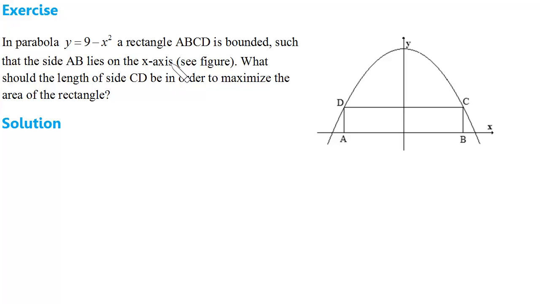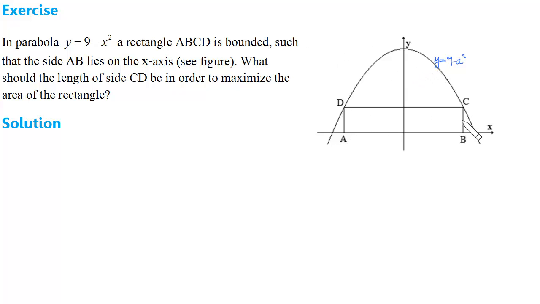Here we have another word problem. Let me explain what's going on. We have a figure, fortunately. We have a parabola y equals 9 minus x squared, an inverted parabola because of the negative coefficient. So let me write this as y equals 9 minus x squared. Notice that it's symmetrical about the y-axis because it's an even function. Replacing x by minus x doesn't change anything.